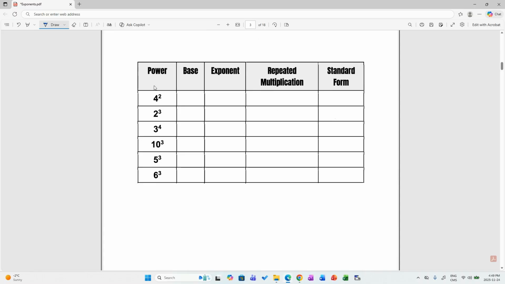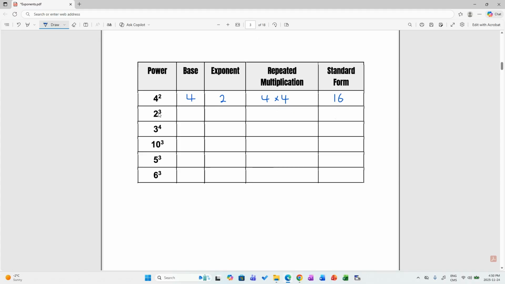So in this case, I have a power or exponential form of 4 squared or 4 to the power of 2. So my base would simply just be 4, and my exponent, as you can see here, is simply just 2. And as a repeated multiplication, I'm simply just multiplying 4 by itself 2 times. So I have 4 times 4. And then my standard form would just be my answer. So 4 times 4 is going to be 16.